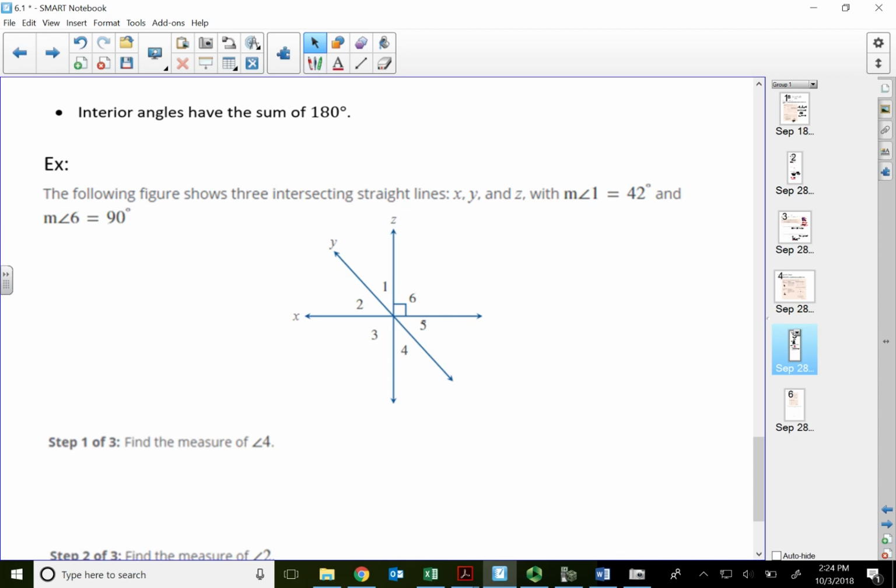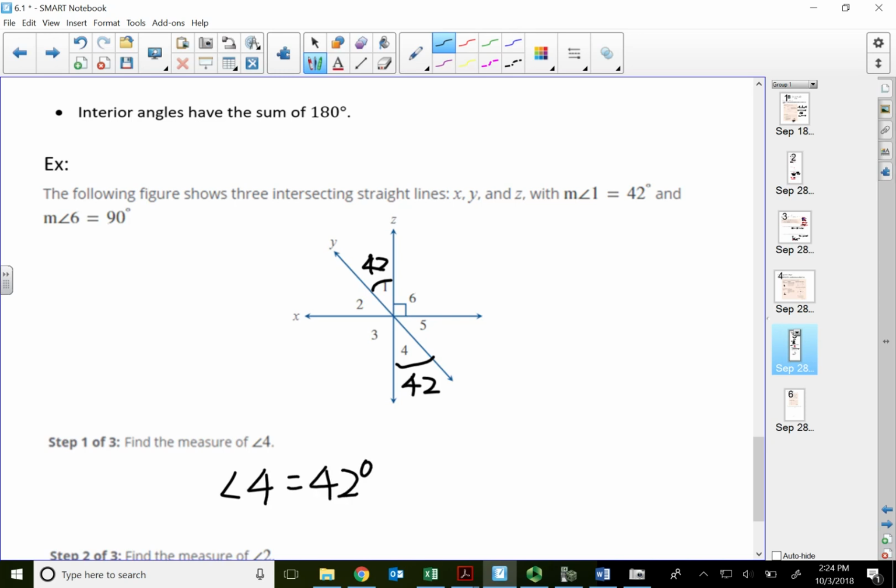Right now I know angle 6 is 90 degrees because of the marking, and angle 1 is 42 degrees. Angle 1 is right here, and that's 42. If you look directly across from it, angle 1 faces angle 4. That's called the vertical angle. So angle 4 has to be 42 degrees. Right away, I know angle 4 is 42 degrees.